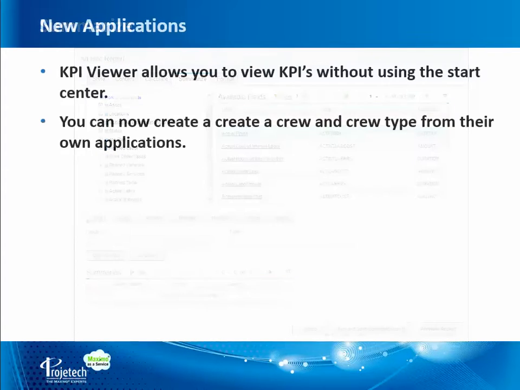All right, so now we're going to go into the new applications. There are three actually new applications that they have in here that I think you guys will find very interesting. One is KPI Viewer, which allows you to view your KPIs without using the Start Center. And the other two is you can now create a crew and a crew type. Previously, the only way you could use a crew was just a domain field. So you would have some values put in there, but there was no other functionality outside of that.